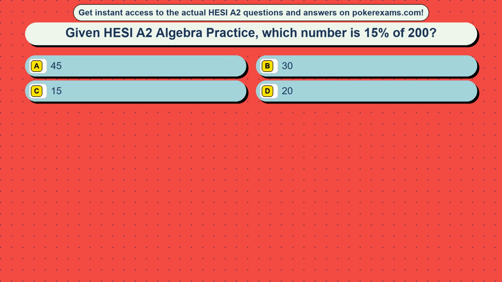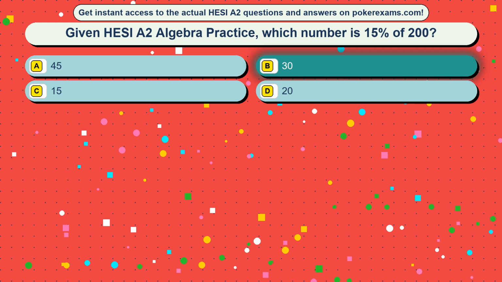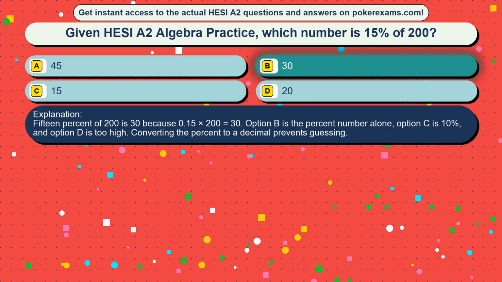Question 28. Given HESI A2 Algebra Practice, which number is 15% of 200? Option A 45, option B 30, option C 15, option D 20. The correct answer is option B, 30. 15% of 200 is 30 because 0.15 × 200 equals 30. Option C is the percent number alone, option D is 10%, and option A is too high. Converting the percent to a decimal prevents guessing.